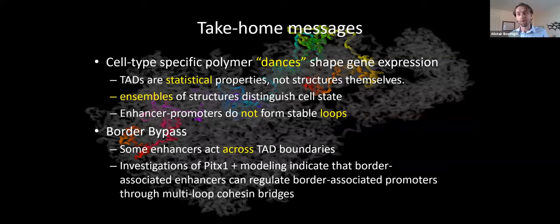And enhancers and promoters that sit in the middle of the domains, like those we saw in the fly in the first part, are less likely to hop the borders.